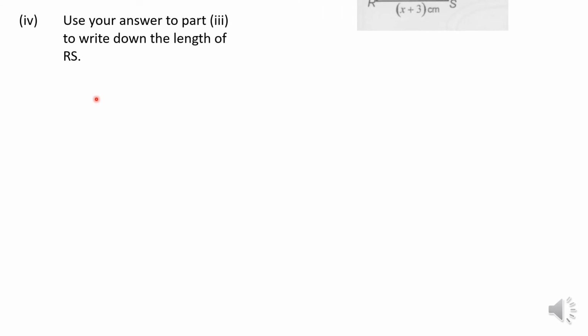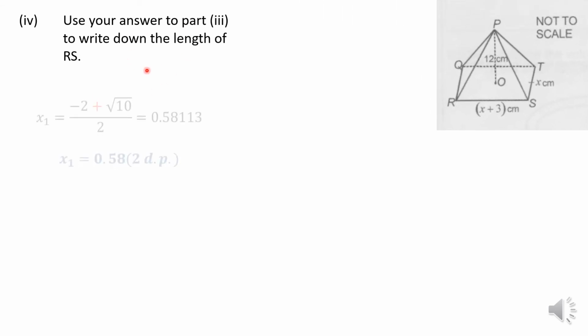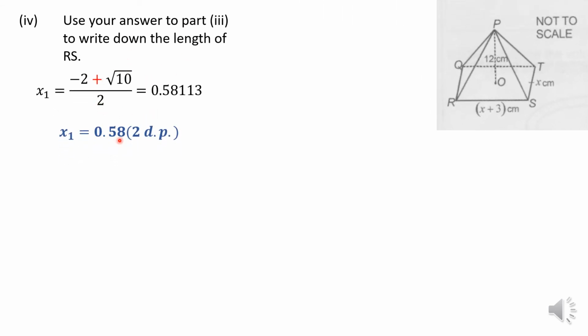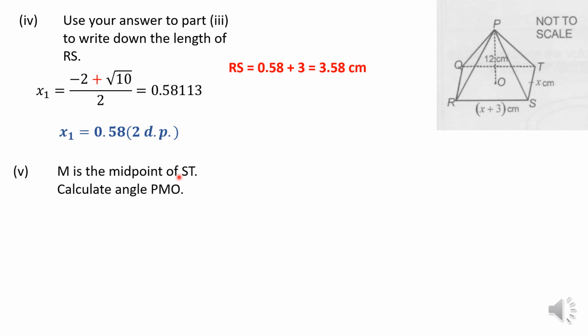Right, so let us see. They're saying we're supposed to use our answer now. That answer, if I bring it back, was 0.58 to two decimal places. Now they want us to find the distance R to S. It's very easy. You take 0.58 plus 3 more, and that should give you 3.58. Now they are saying M is a midpoint on ST, so it's exactly somewhere here. So let me just bring in that particular M.